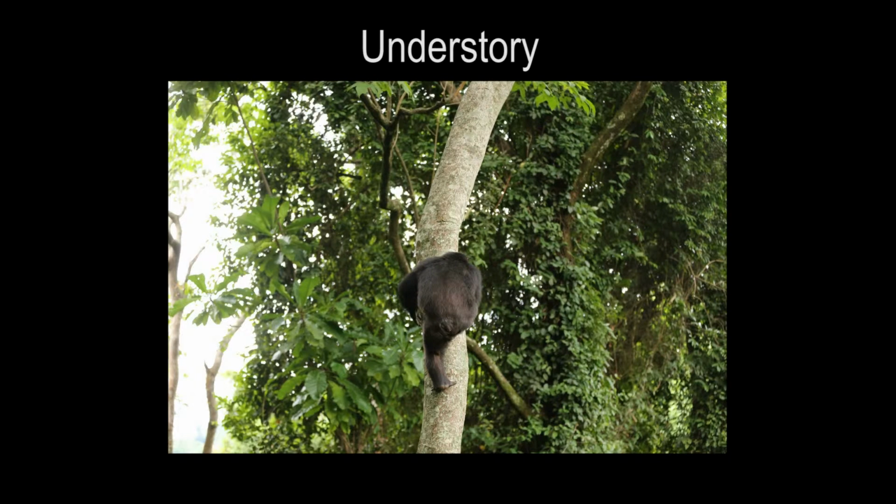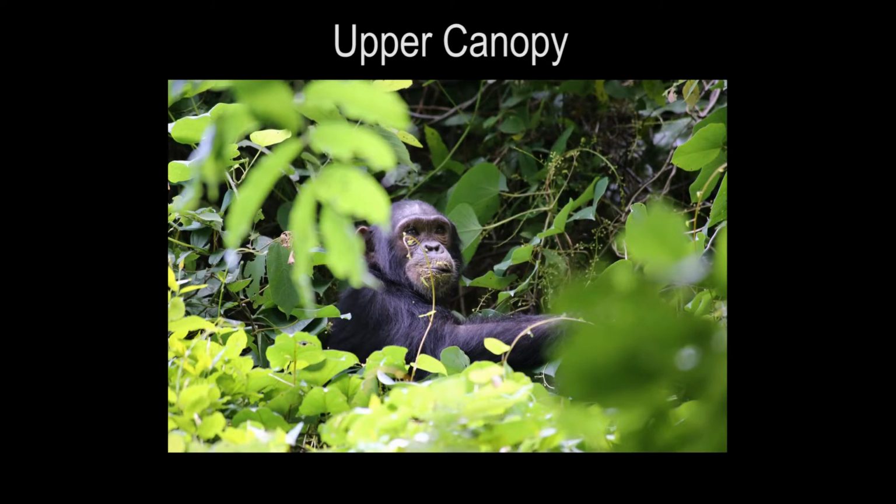The next layer is the understory, which mainly consists of the tree trunks of the canopy trees. As with the forest floor, this layer too is in constant shade, but there is some growth of shrubs and bushes. The next layer, which is second from the top, is called the upper canopy, and it has plenty of light for trees to grow.